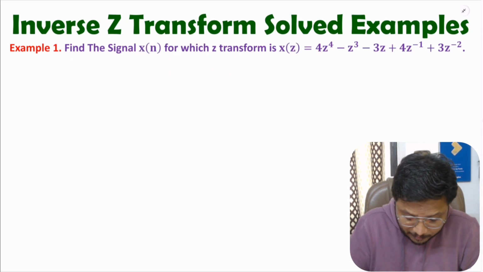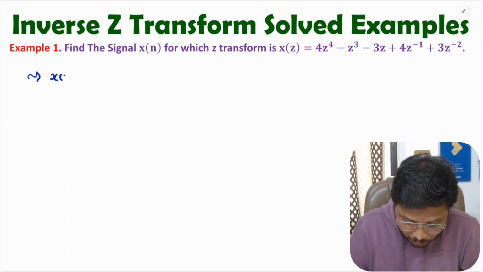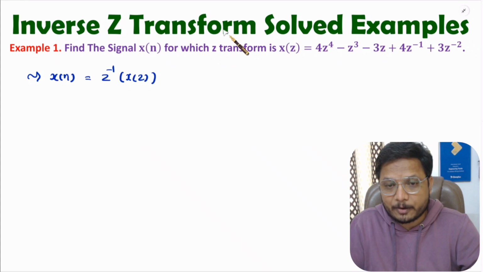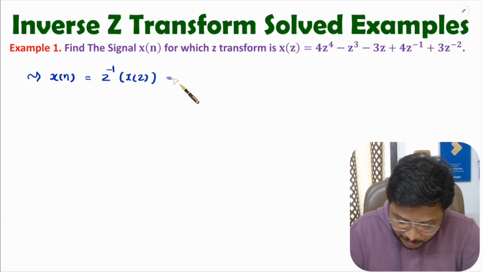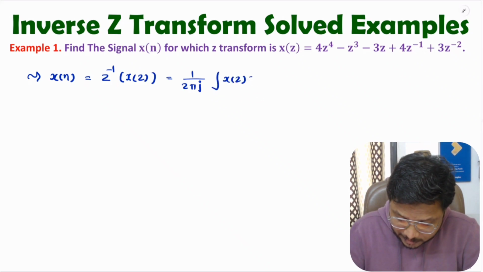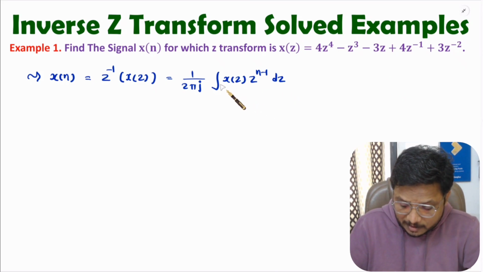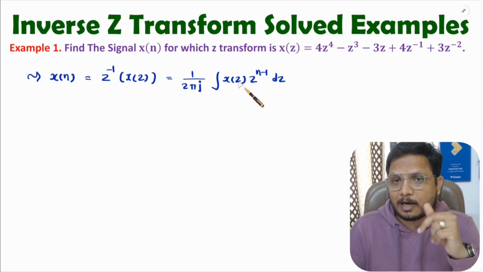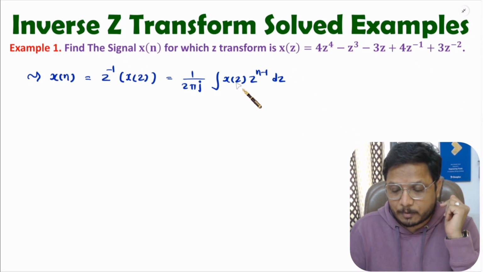If you want to identify x of n, then one should know x of n is the inverse Z transform of x of z. I have explained the inverse Z transform equation in my theory video. One should know the basic equation, that is 1 divided by 2 pi j integration x of z into z to the power n minus 1 dz. But this equation calculation is quite tedious. So I'll explain another way of solving inverse Z transform.